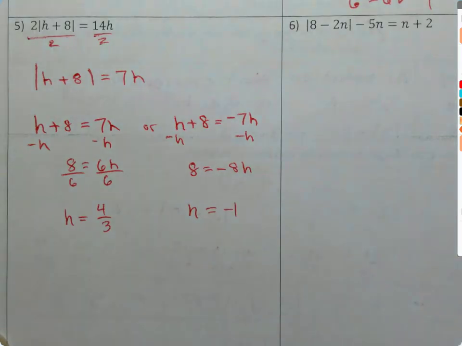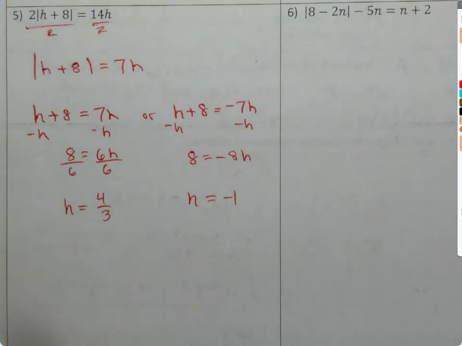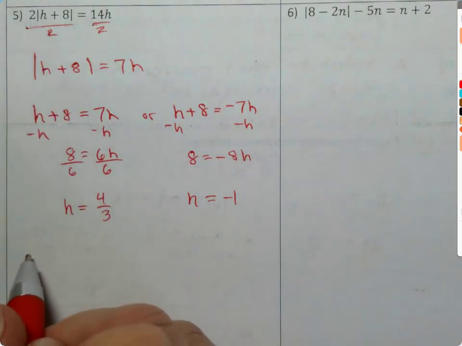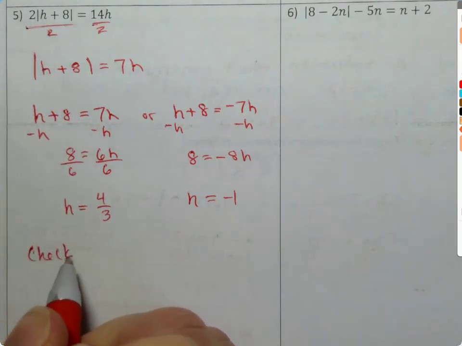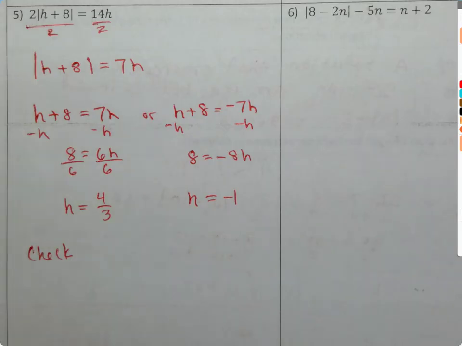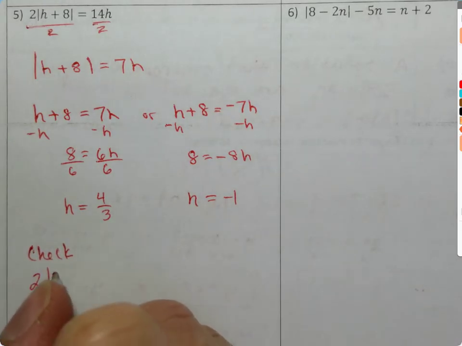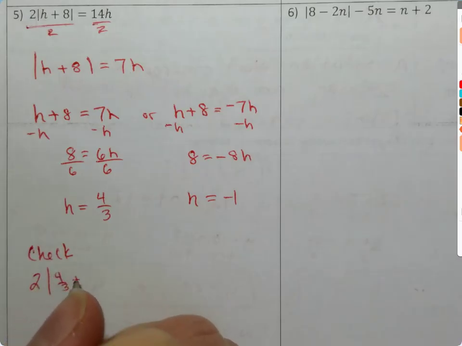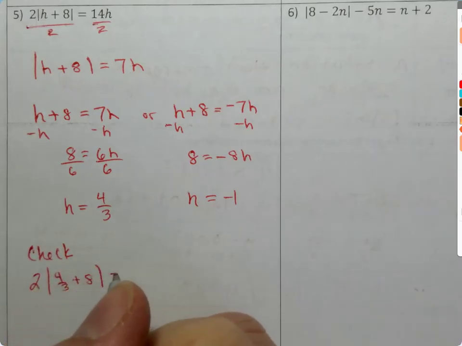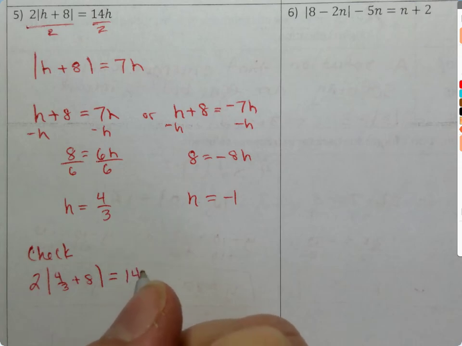So I need to check my answers. So this is the next step. Go back to the original before you changed anything. And this is not an option. Like, you have to check because you're going to see one of these answers does not work. So I'm going to have 2 times the quantity, 4/3 plus 8, close absolute value, equals 14 times 4/3.